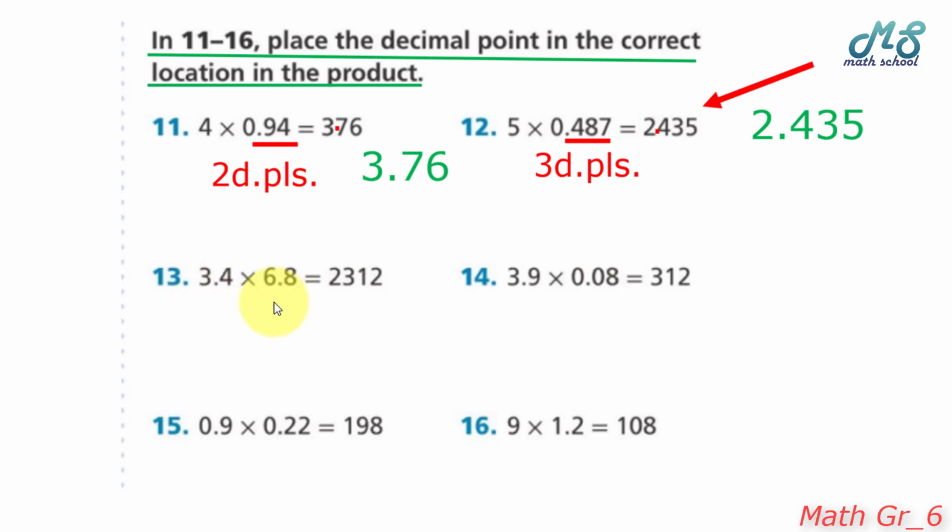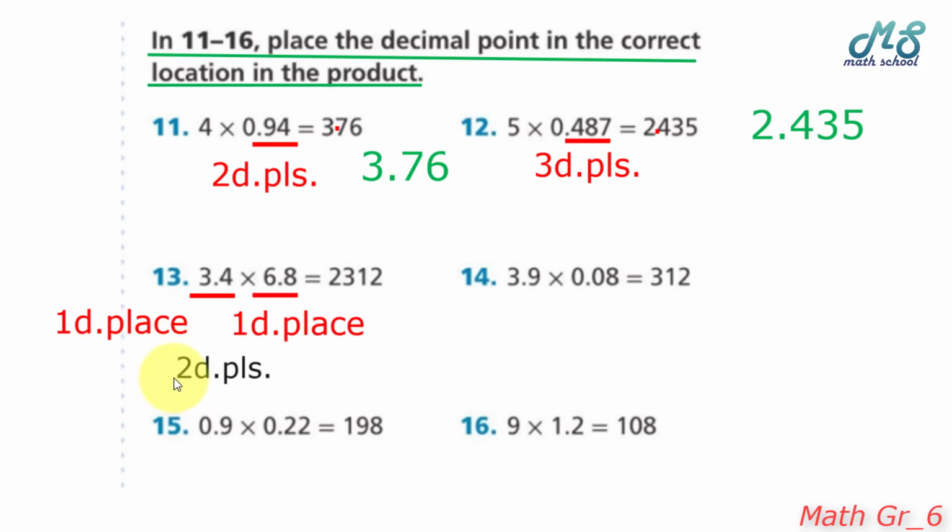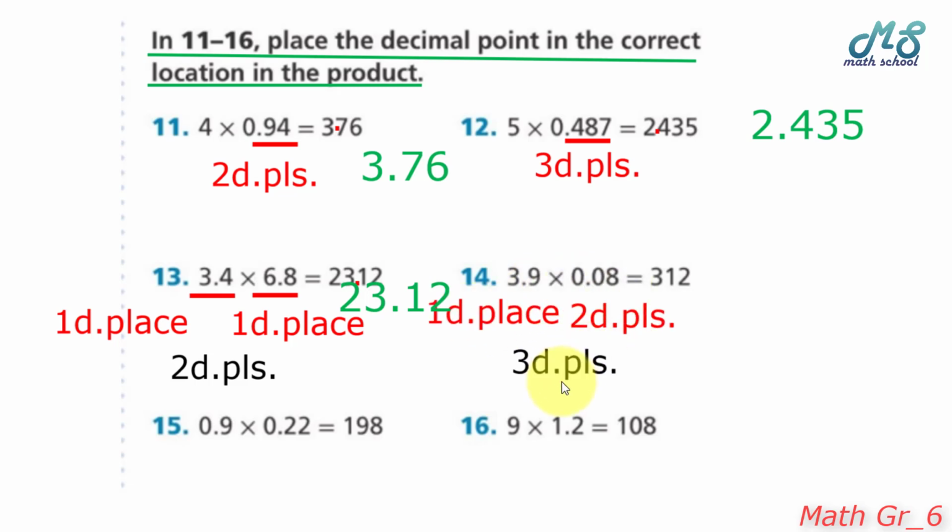The two factors are decimals. How many decimal places? We have 2 decimal places now. Just count the decimal places. 1 plus 1 equals 2 decimal places. Insert the decimal point after 2 digits from the right, so we get 23.12. 1 decimal place, 2 decimal places, so we have 3 decimal places. Insert the decimal point after 3 digits from the right, so we get 0.312.